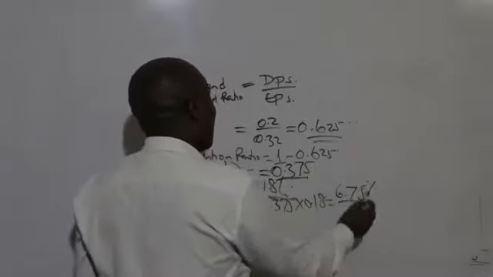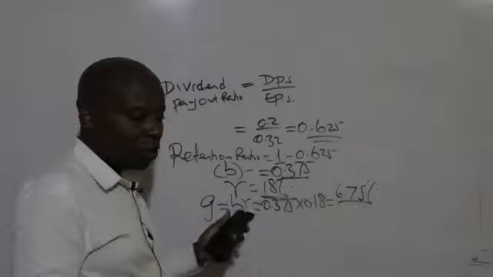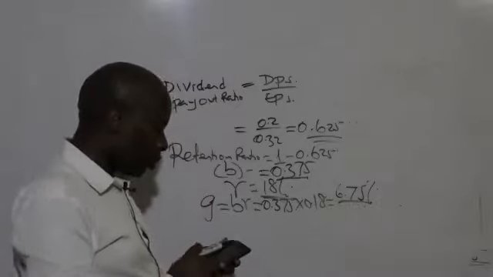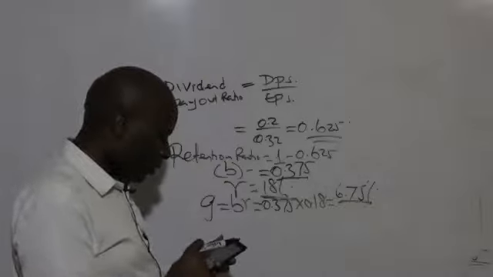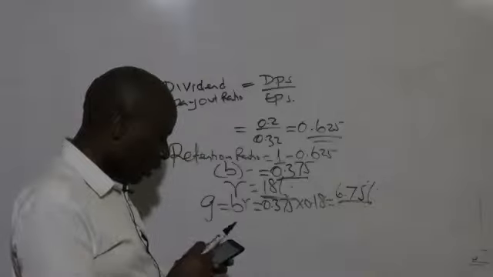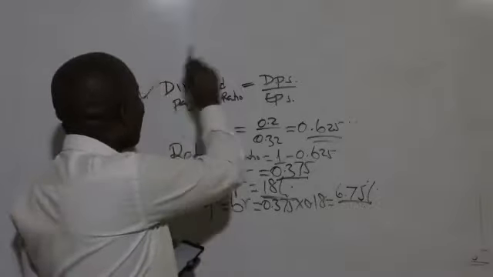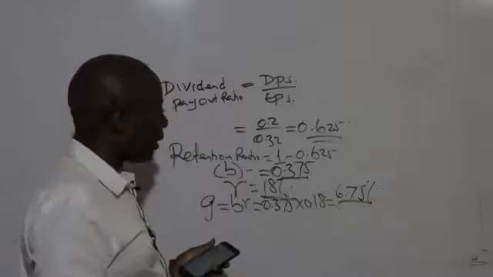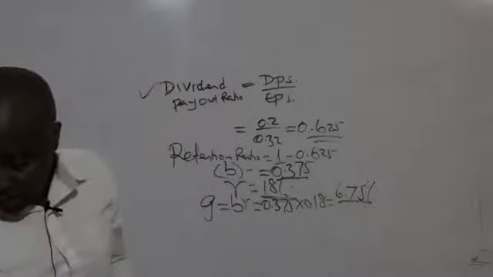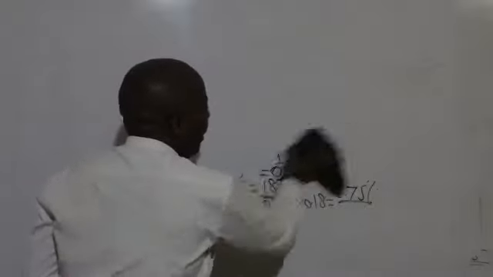Now, ladies and gentlemen, the moment I have these as my retention ratio, everything else boils down to our calculations. Now, they wanted us to estimate the rate of growth in dividends. That we have done very well. Now go to B, where they want us to estimate the cost of equity. So B, cost of equity, that is as easy as a leisure walk in the park.